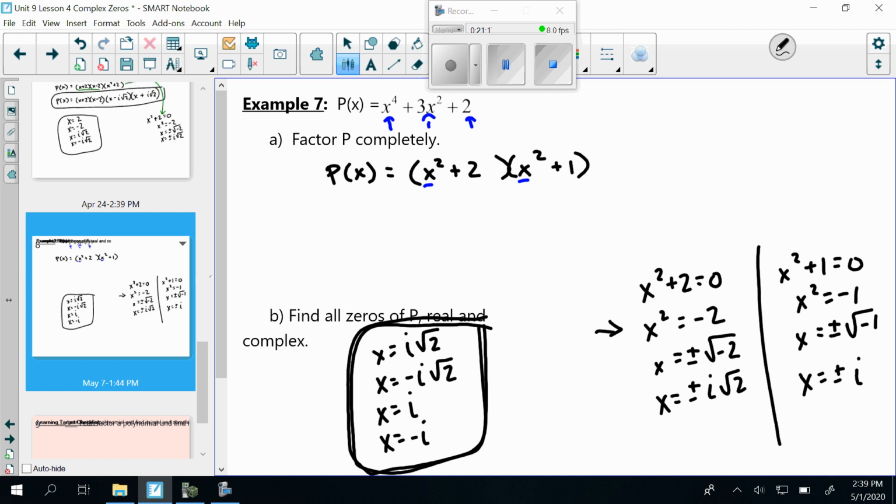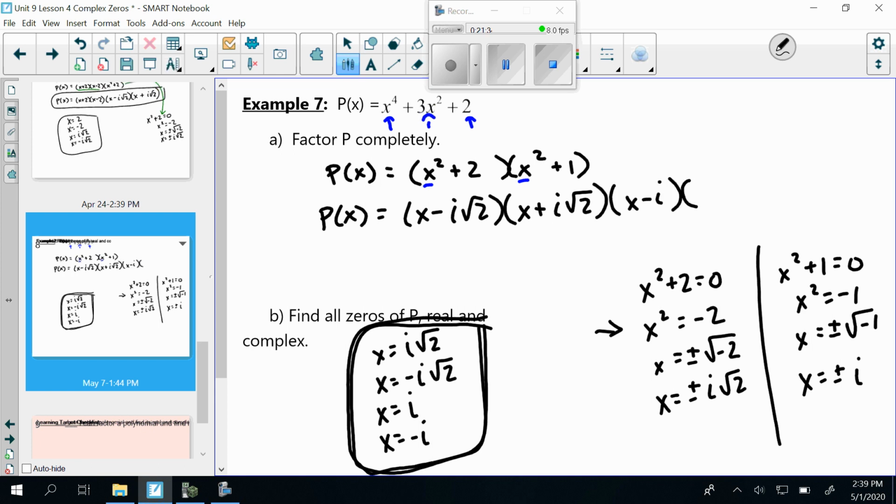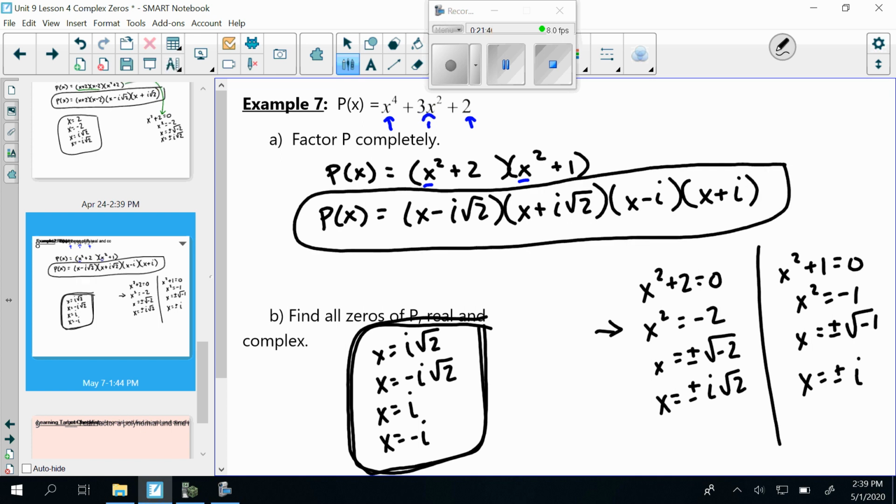Now the last thing we want to do is just write that out in the final factored form. So this first one we'd write as x minus i square root of 2, and then x minus a negative, or x plus i square root of 2. And then we've got x minus i and x minus negative i, which turns to x plus i. So that would be the final factored form. Hopefully you got there and got that. So that's what you're going to try out now on your practice.